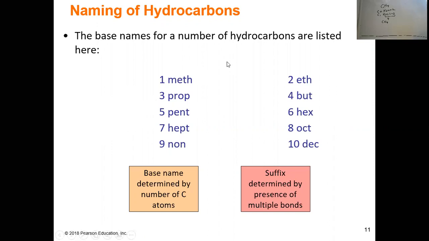So our base name, let's get a little drawing thing back. So this right here is going to be the prefix, and then this right here is going to be the type of bond. So this is the number of carbons. This is single, double, or triple bonds. And that's how you're going to name your hydrocarbons. That's until you get a hydrocarbon that has a functional group attached to it. Then we have to do one more step.